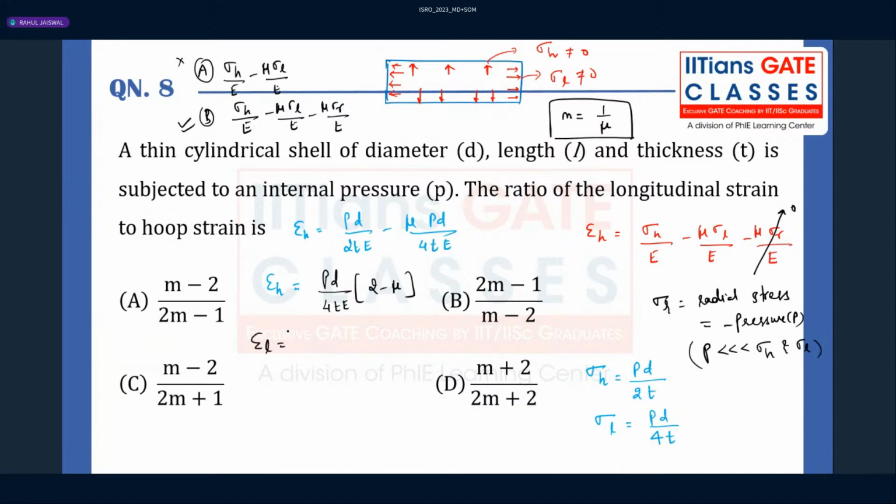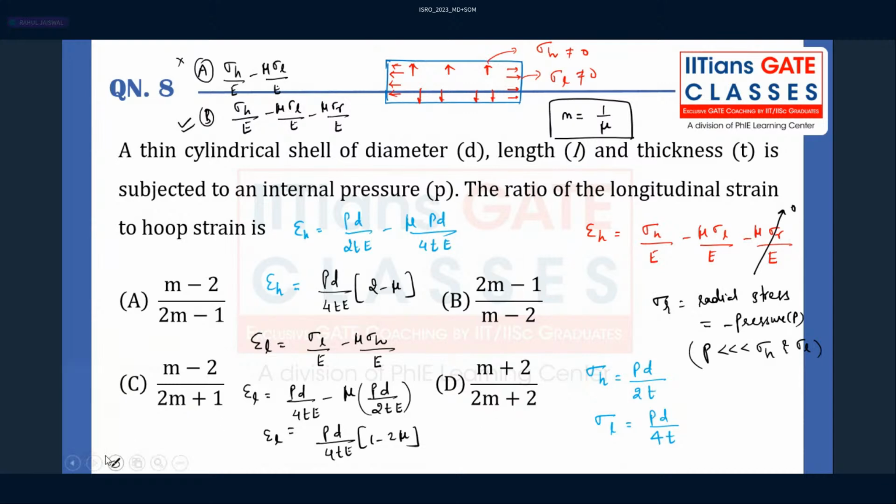What about the longitudinal strain? That is nothing but sigma L upon E minus mu times sigma H upon E. That is PD divided by 4TE minus mu PD divided by 2TE. So here we can write PD divided by 4TE, something like this. So this thing we got from here.